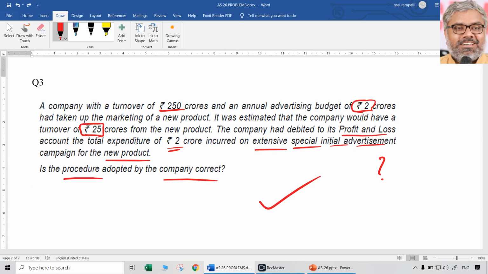They have debited the P&L account with the total expenditure of 2 crores, which is part of their advertising budget of the entire 2 crores, which is normal advertisement expenditure, which is revenue expenditure. They are supposed to debit P&L, and they did that. So absolutely, whatever procedure was adopted by the company is correct, and no intangible can be recognized from this. That is the point about advertising expenditure.